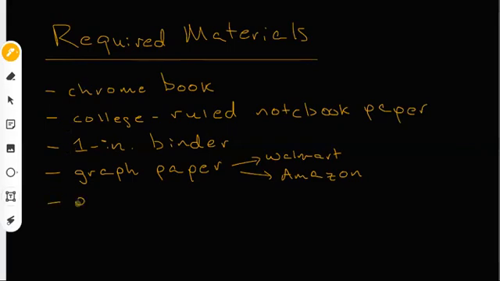pencil or pen, get the pencil, and a ruler, and that's it. So that's the required materials. I'll leave that up there so you guys can copy that down, and then we'll move on to the last thing.